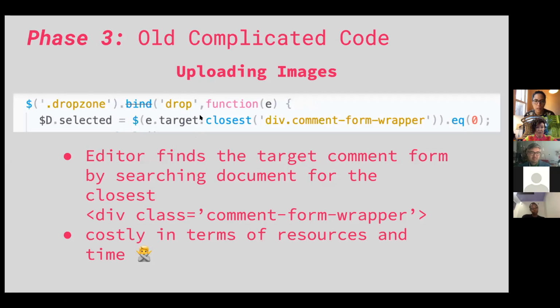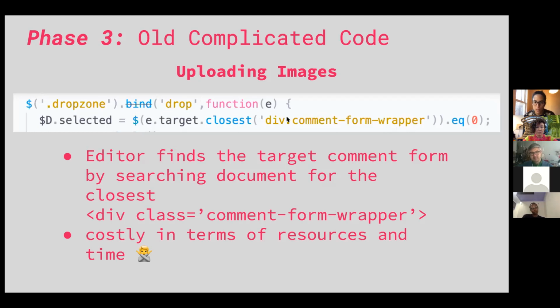Here's another example, for uploading images. This is a jQuery event handler, and it's talking about dragging and dropping an image onto a drop zone. How the comment editor system used to figure out where the image upload would go is, the user would drop onto a drop zone, and then the comment editor would actually search through all the HTML elements on the page, and it would find the closest div that had the class of comment form wrapper.